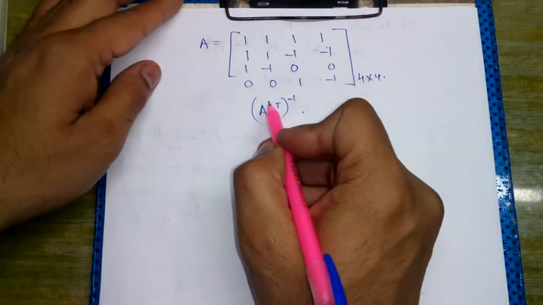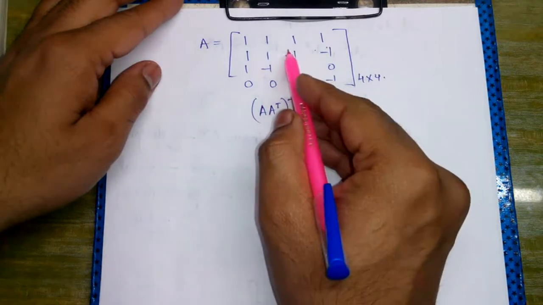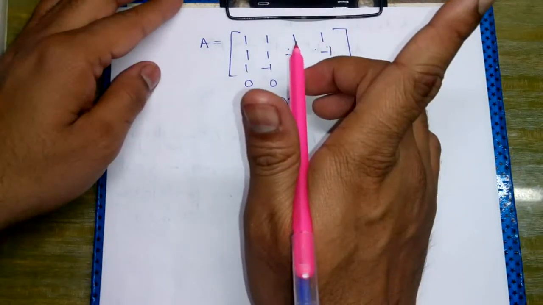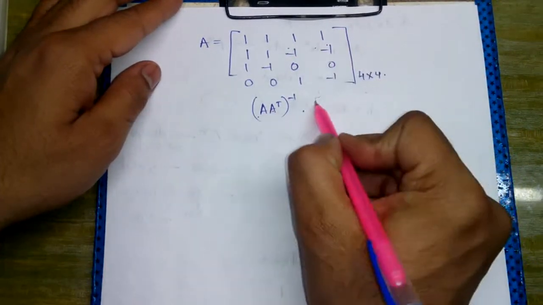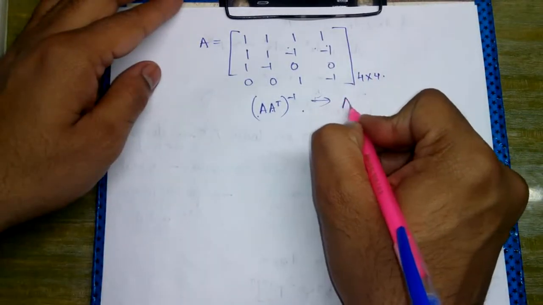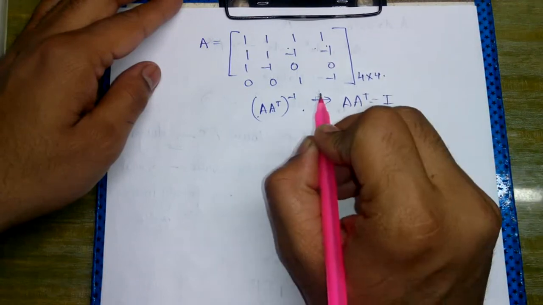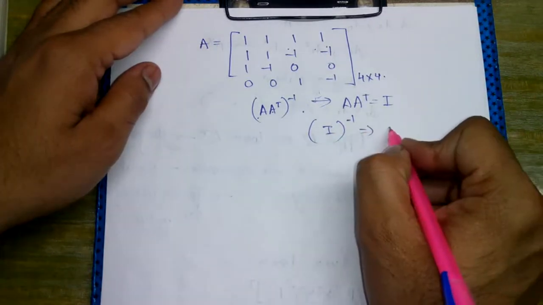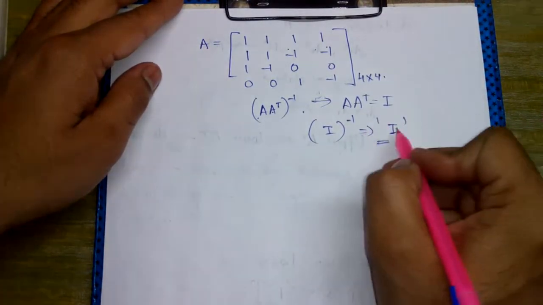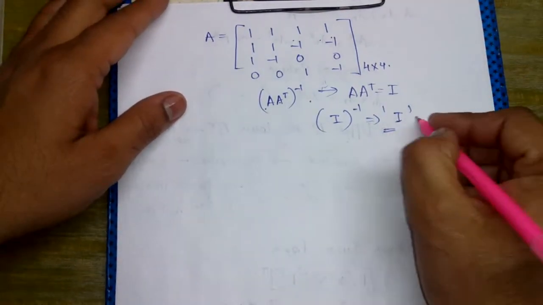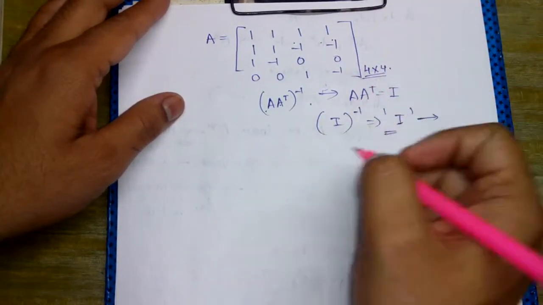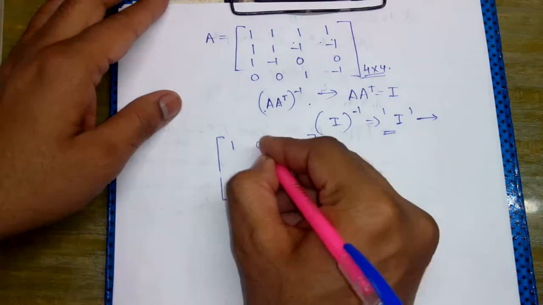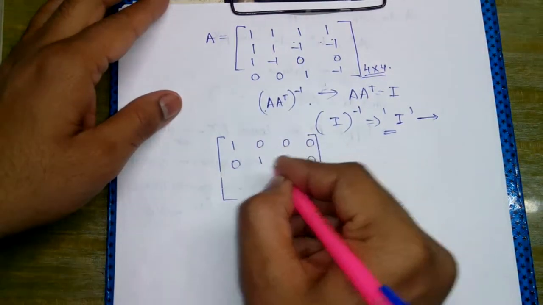Now some people will calculate A transpose, multiply it with A, and then take the inverse. But if you use the property of matrices, this question can be solved in a single line. We know that for an orthogonal matrix, A into A transpose equals I, the identity matrix. So this becomes the identity matrix inverse, and the inverse of the identity matrix is also I. So the answer is going to be the identity matrix, but the order of this identity matrix will be the same, 4 cross 4. So let us draw the identity matrix of 4 cross 4: 1 1 1 1 on the diagonal, and all the other elements are going to be 0.